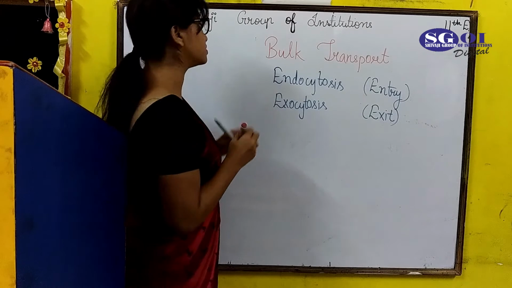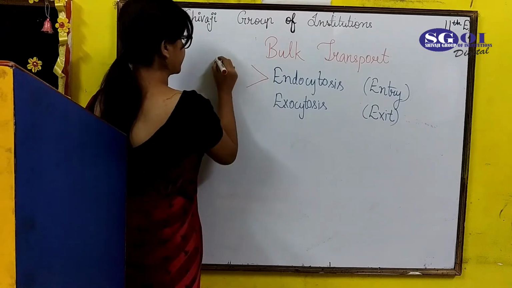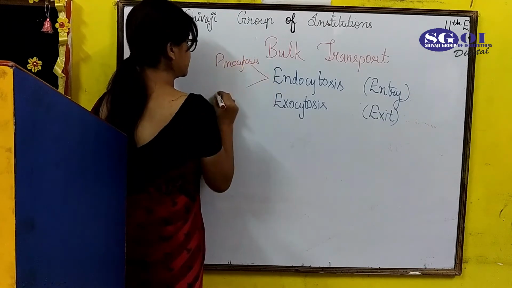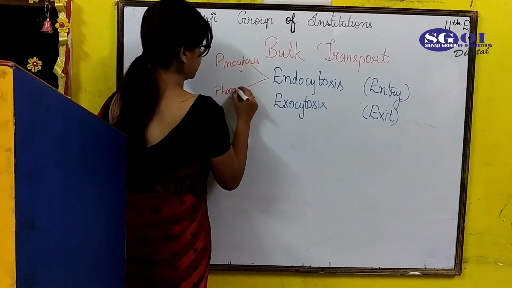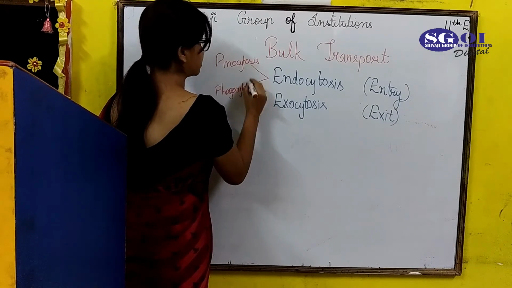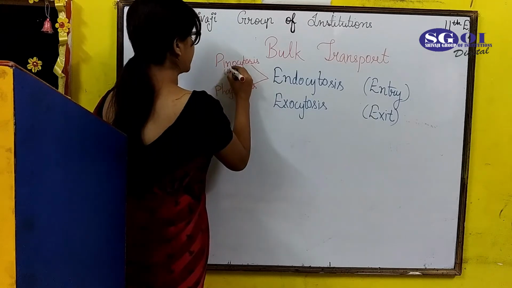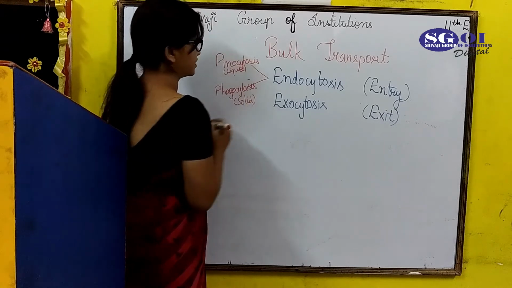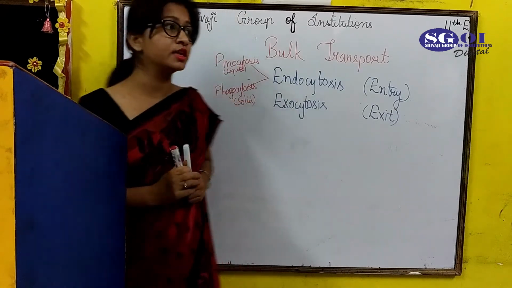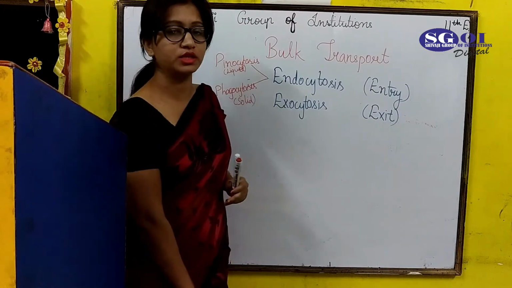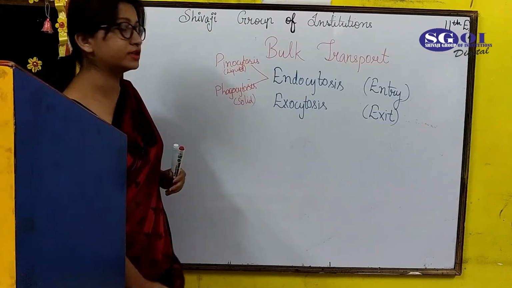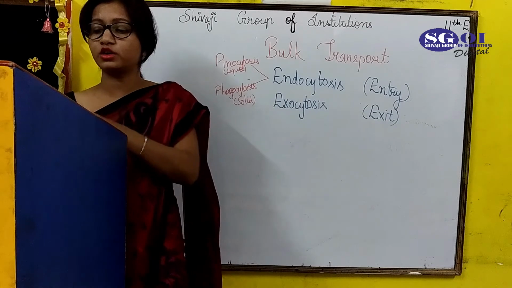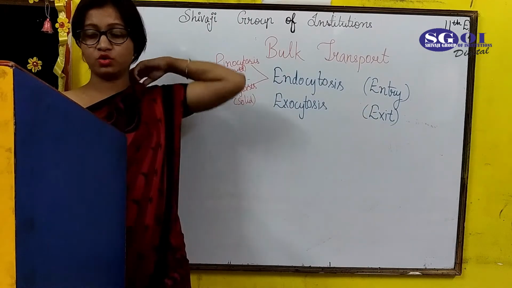The process of endocytosis involves two parts: pinocytosis and phagocytosis. Pinocytosis is the entry of liquid substances and phagocytosis is the entry of solid substances. The entry of liquid particles is known as pinocytosis and the entry of solid particles is known as phagocytosis, and the whole process is known as endocytosis, and the exit of all particles is known as exocytosis.